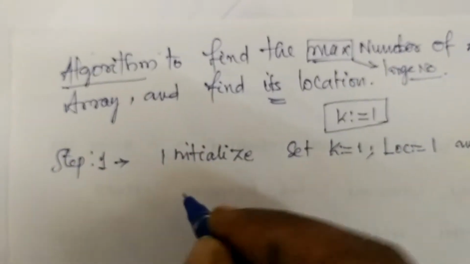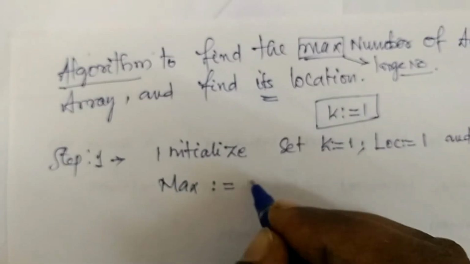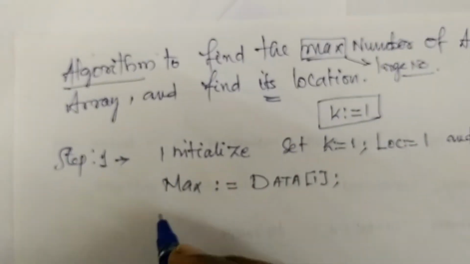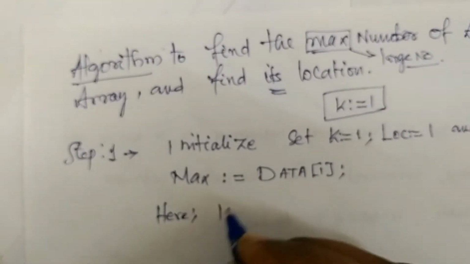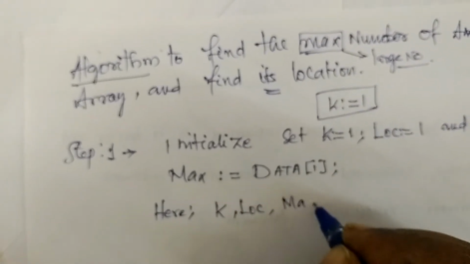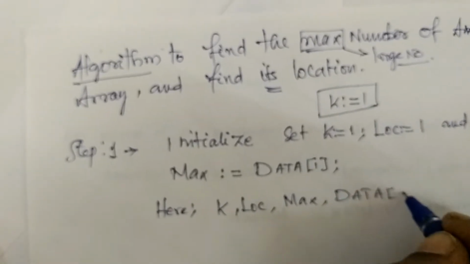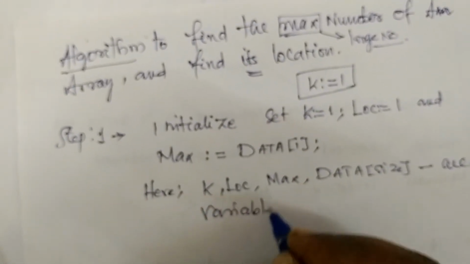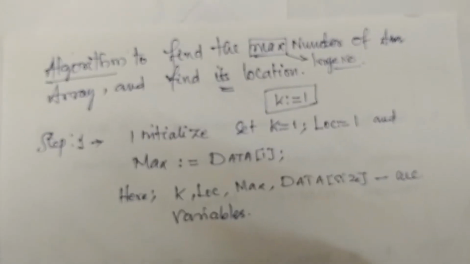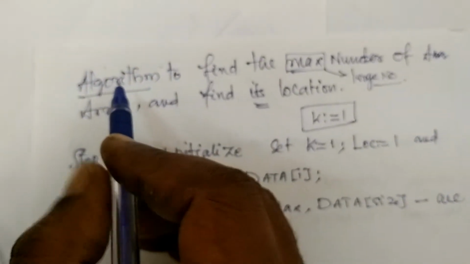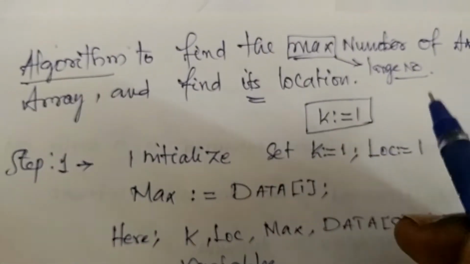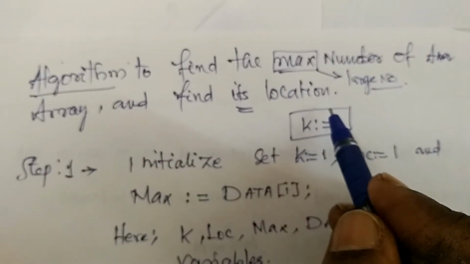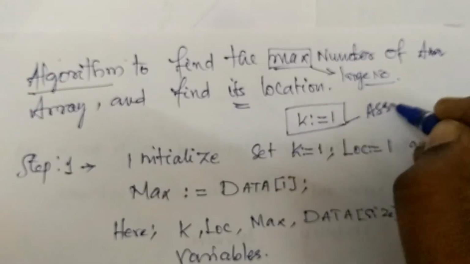And MAX is equal to data of 1. Here K, LOC, MAX, and DATA of size are the variables. So the aim of the algorithm is to find the maximum or largest number of an array and find its location. This is the assignment notation of the algorithm.